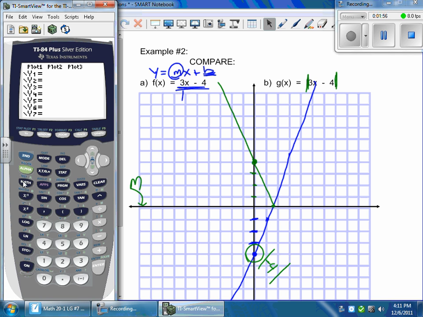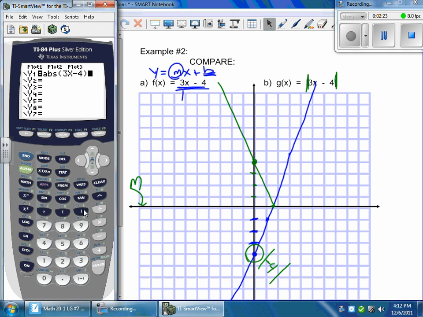Perfect. All you have to do is hit math. Then it comes over and you move to the right to NUM. NUM stands for number. What are you going to do with the number? And look at the first thing that comes up. ABS, that's absolute value right there. Just hit enter. Now, in some calculators, it'll actually look like an absolute value sign. In this particular calculator, it says ABS and bracket. Put in 3x minus 4 and put a bracket around it.